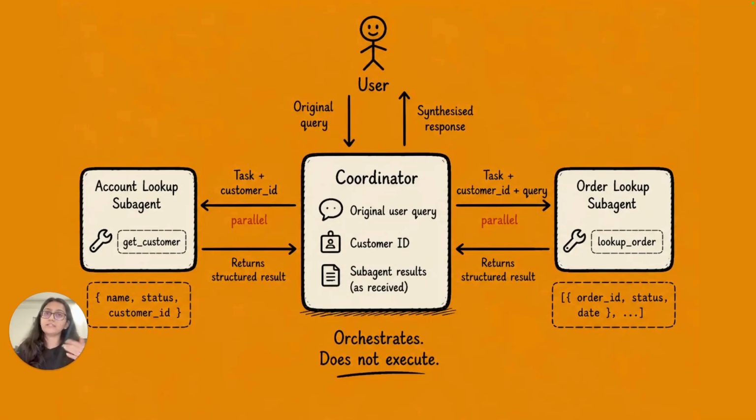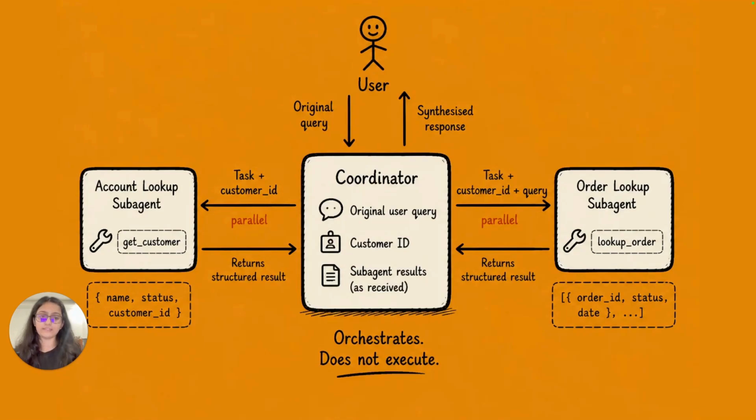On the right is the order lookup subagent, which is spawned in parallel with the account subagent. Both are running at the same time. The coordinator passes the customer ID and the query. The subagent calls lookup order, possibly multiple times. It returns a structured list of orders with IDs, statuses, and dates. The coordinator now has both results in its context.